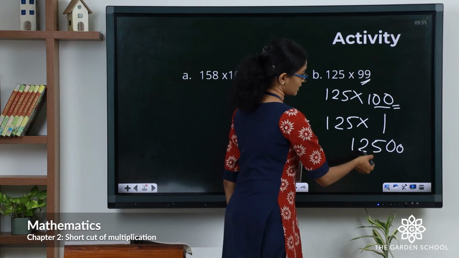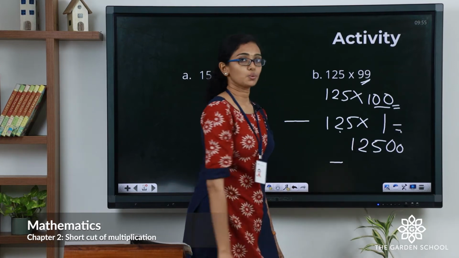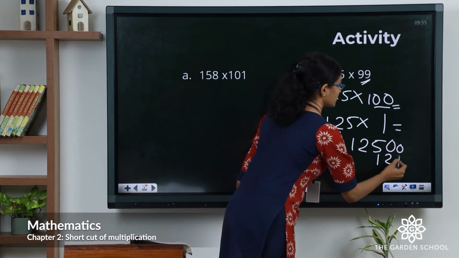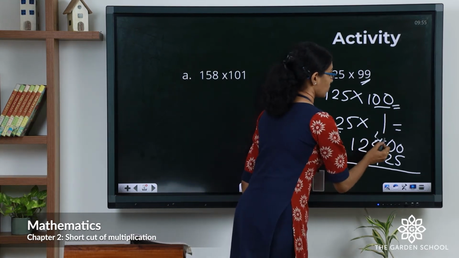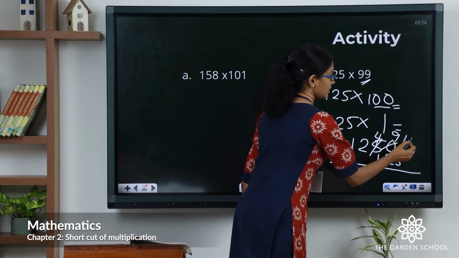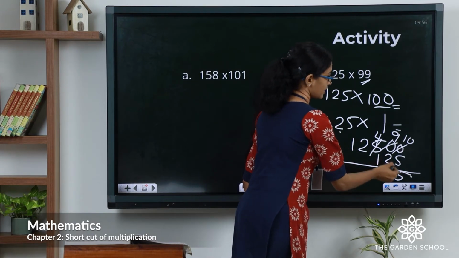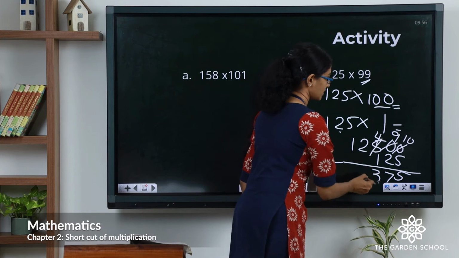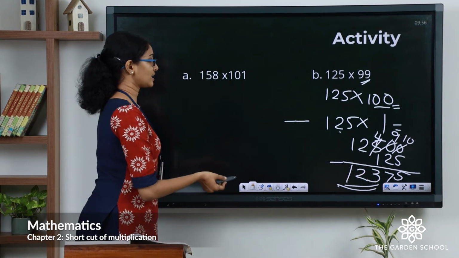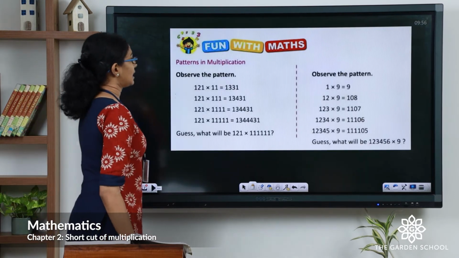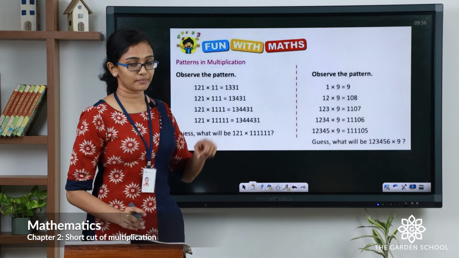Now 12,500 minus, what is this? 125 into 1, it is 125 itself. So let's do the subtraction now. Now it's 4 here, here 9, here 10. Now 10 minus 5, it's 5, 9 minus 2, it's 7, 4 minus 1, it's 3, 2, 1. So what is the answer here? It is 12,375.